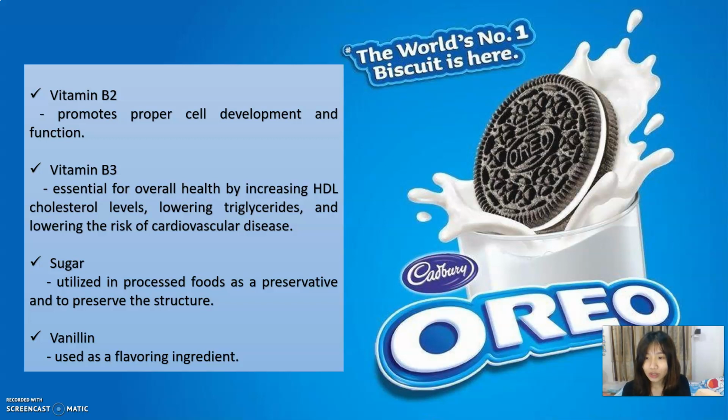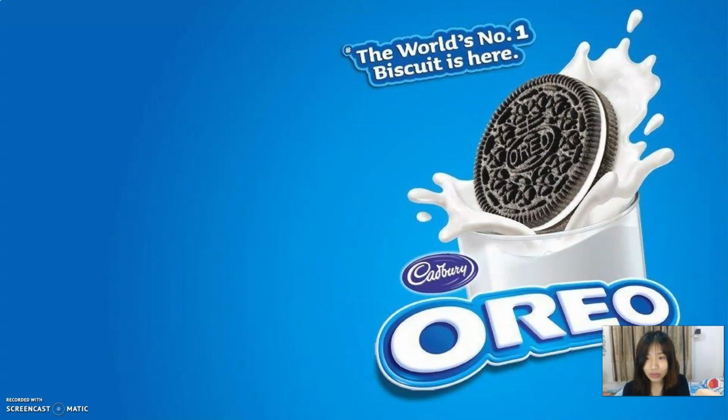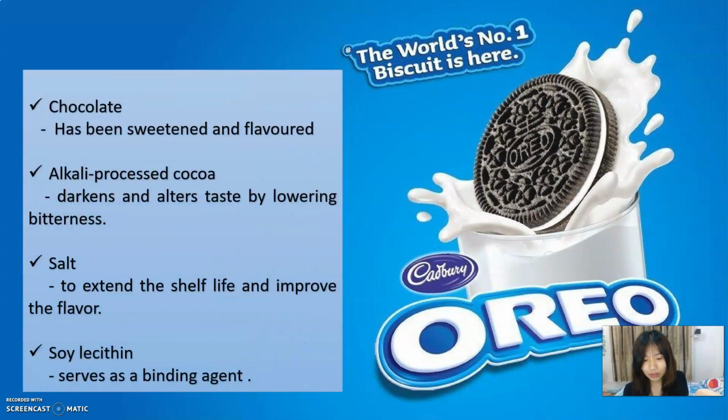Then, sugar is utilized in processed food as a preservative and to preserve the structure. Vanillin is synthetic vanilla used as a flavoring ingredient due to its rich flavor and low cost. Chocolate is used as a flavoring ingredient too, as well as a sweetener. To darken and alter taste by lowering bitterness, alkali processed cocoa is used. Then salt is added to extend the shelf life and improve the flavor. Last but not least, soy lecithin has a creamy texture that is ideal for emulsifying fat. It serves as a binding agent.